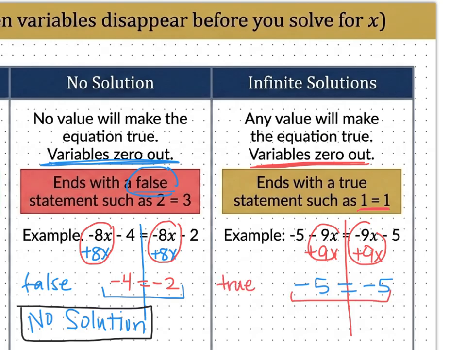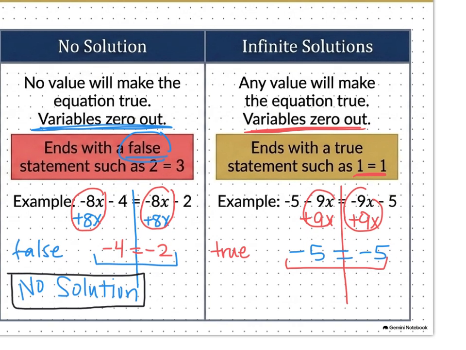So whenever you get a true statement, there are two possible ways that you might see the answer. One is infinite solutions, and then the other one is all real numbers. So you will see either one, and each are valid answers.